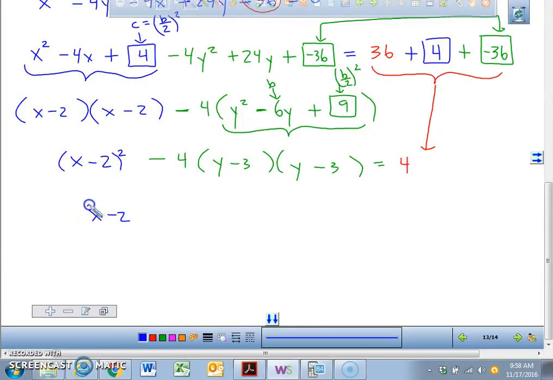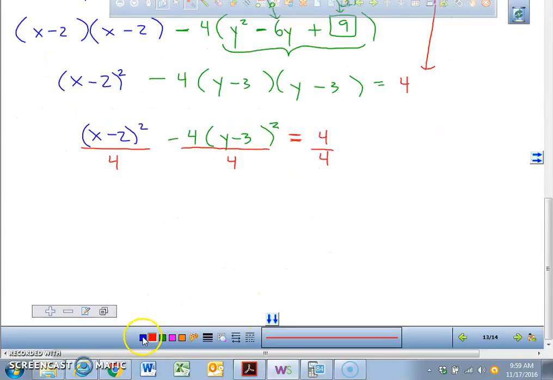We have x minus 2 squared minus 4 times y minus 3 squared equals a 4. We don't want our x squareds minus our y squareds to equal a 4. What do we want them to equal? We want to equal a 1. So the very last step that you would have to do is divide everything by a 4. And here is your final equation. Now we're going to take this equation and we're going to graph this hyperbola. But the final equation that you're going to have on your paper is this.